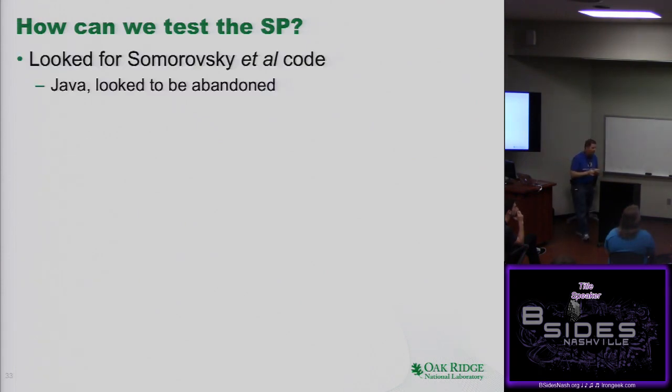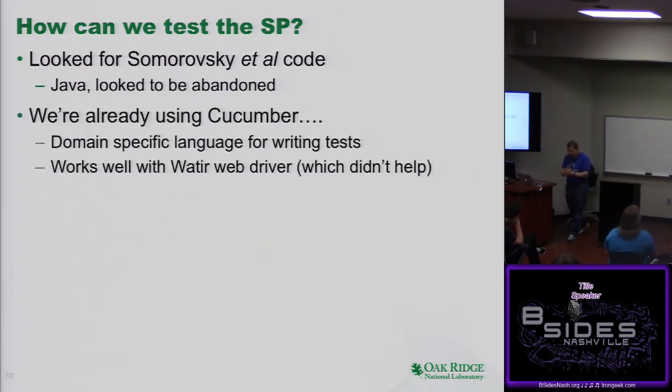I mentioned Samarovsky's paper. That was 2012. We went to look for their code. It was written in Java, which is not my particular language of choice, and it looked to be largely abandoned. I think this was somebody's master's thesis, and that student then went off to a real job, and the code was abandoned. JT and I had been working on some testing of our existing infrastructure tools, some synthetic transactions, and we've been using Cucumber, which I will talk about in a minute. It's a domain-specific language for writing tests.